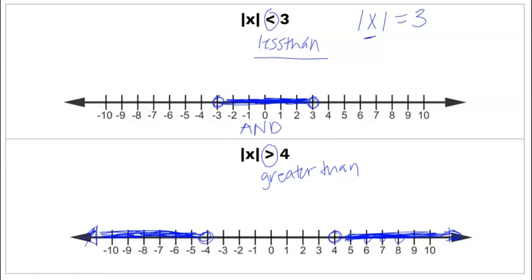Because if I just pick a random number, negative 9, the absolute value of negative 9 is greater than 4. Well, what's the absolute value of negative 9? Negative 9 is 9 jumps from 0. 9 is greater than 4. That is a true statement. So whenever we have a greater than inequality, when we're dealing with absolute values, it'll be an or compound inequality. It'll have that or graph.